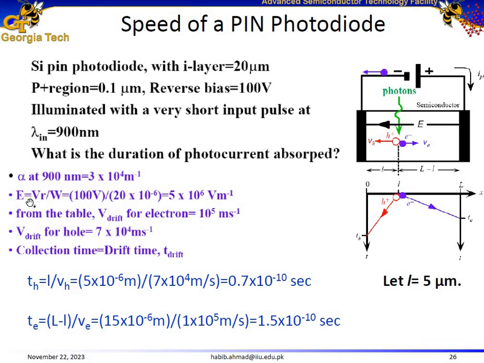Electric field, as we know, is equal to the reverse bias voltage applied across this photodetector divided by the depletion width of the I layer of this photodetector. In this example, the reverse bias voltage is 100 volts and the I layer width is 20 micrometers. So our electric field is 5 times 10 to the power of 6 volts per meter. So at this electric field, we need to determine the drift velocity for holes and the drift velocity for electrons.